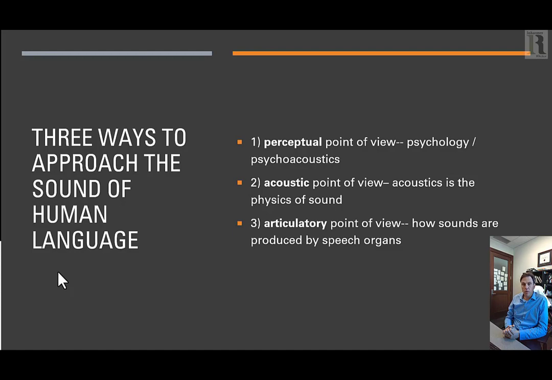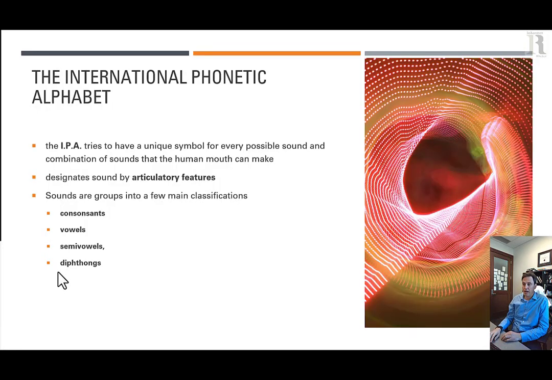those of us with hearing. The third way that we can approach the sounds of human language is to look at it from the standpoint of production. How do we make sounds? How do we use our lungs and our throats and our mouths and our tongues and our teeth to shape sound in a way that it creates patterns of meaning that other people can understand? This is the articulatory point of view, and this is the way that tends to be prioritized by the linguistic subdiscipline of phonology.